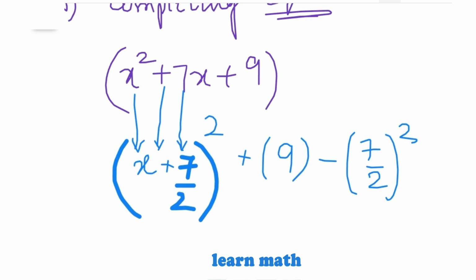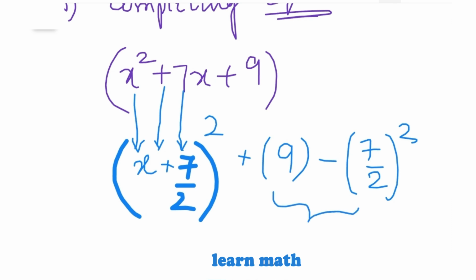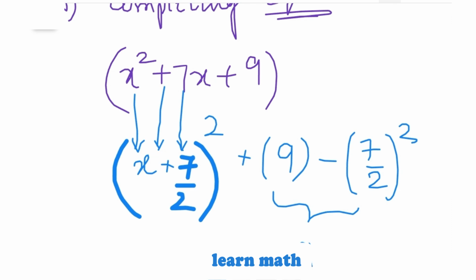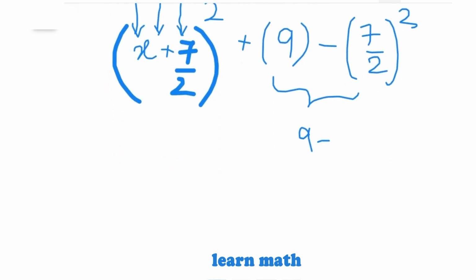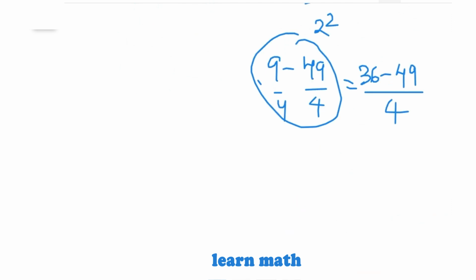Is there a way to keep it just as this? Well, the thing is, 9 minus 7 by 2 squared, you can subtract them and simplify this. So 9 minus 7 by 2 whole squared is 9 minus 49 upon 4. Therefore 36 minus 49, bringing 4 like this, 9 fours are 36. Do you understand this?